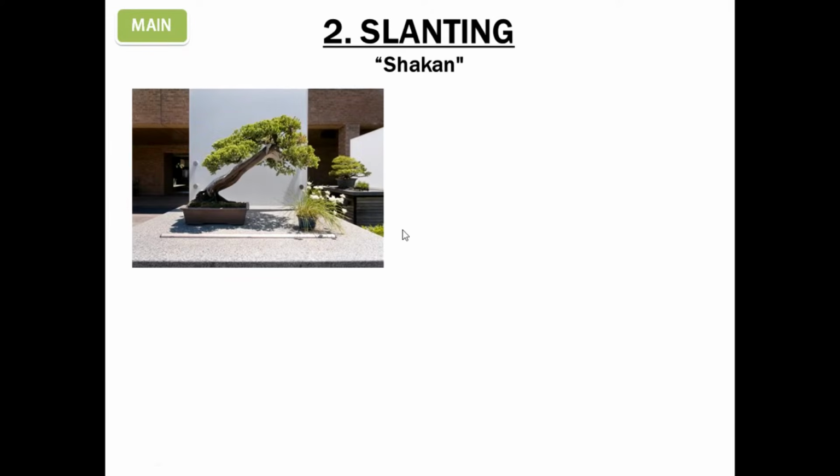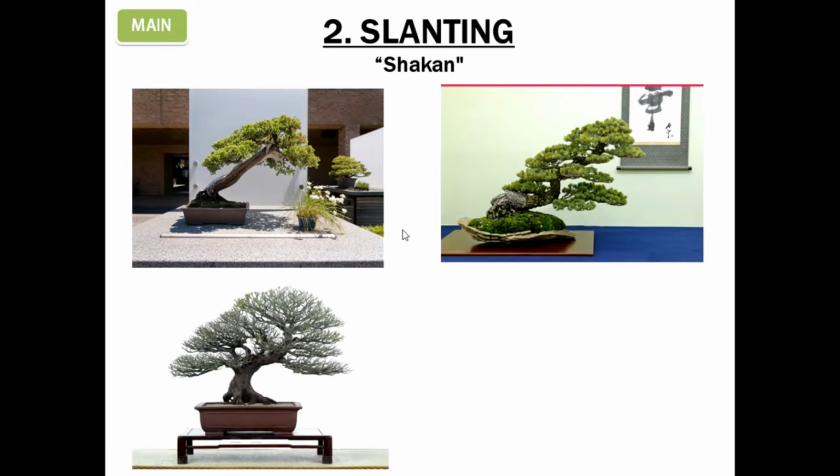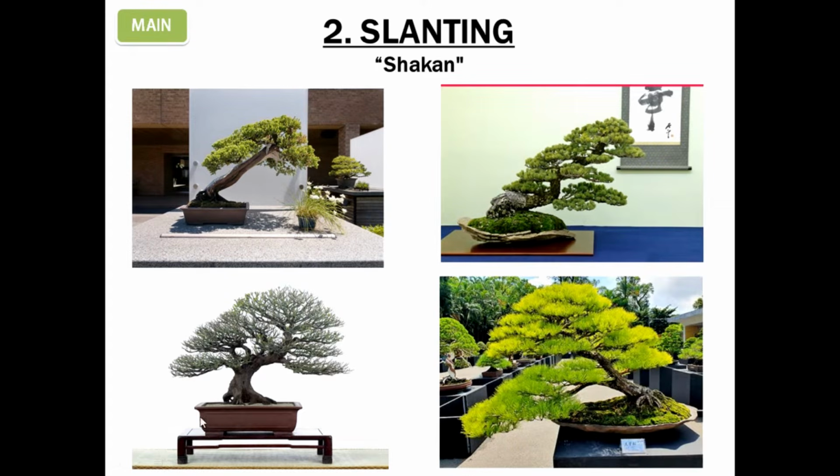Slanting, or shakan. The trunk is straight like that of a bonsai grown in a formal upright style. However, the slant style trunk emerges from the soil at an angle, and the apex of the bonsai will be located to the left or right of the root base. Branches will generally parallel the ground rather than growing at right angles to the slanted trunk. It also has three classifications: minimum slant, midway, and extreme slant.